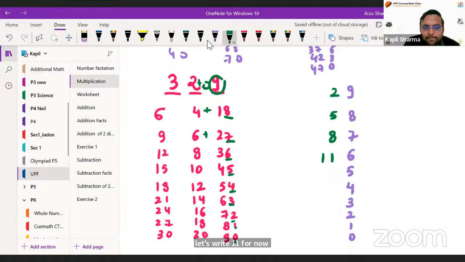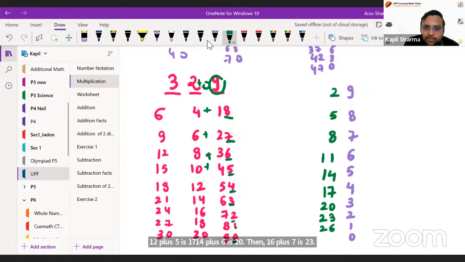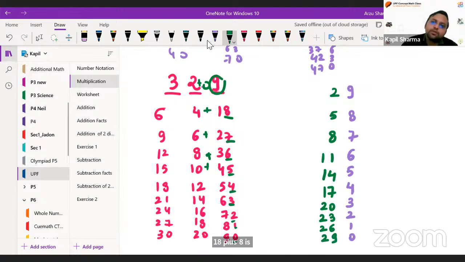Okay. Then 10 plus 4 is 14. 12 plus 5 is 17. 14 plus 6 is 20. Then 16 plus 7 is 23. 18 plus 8 is 26. 20 plus 9 is 29. So I hope this part is clear.